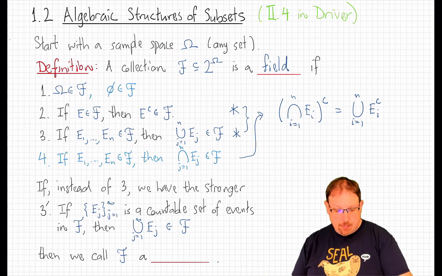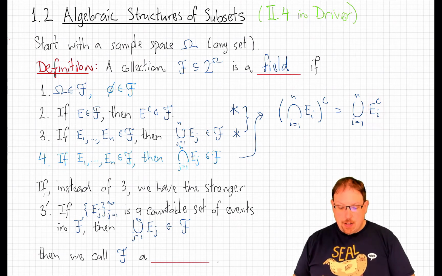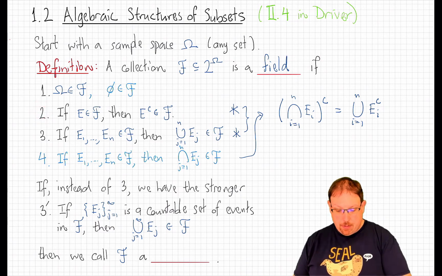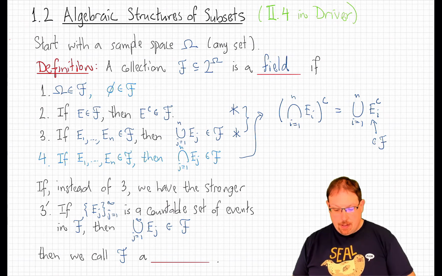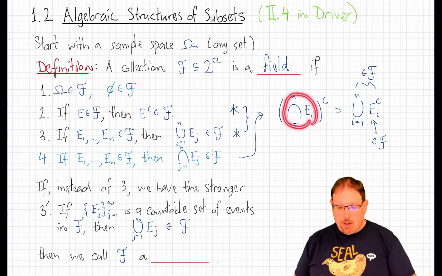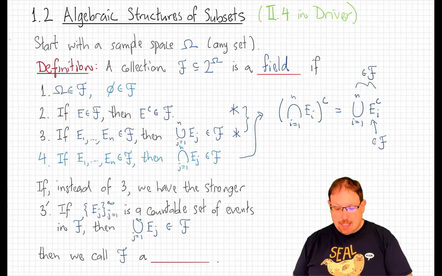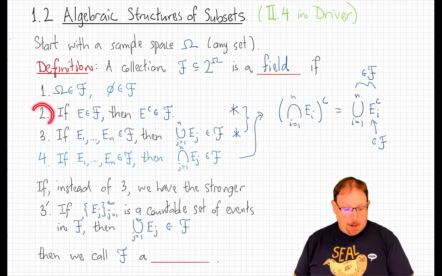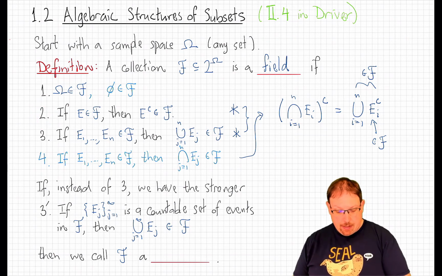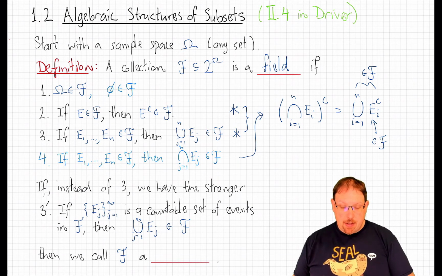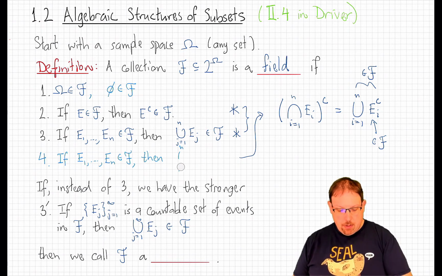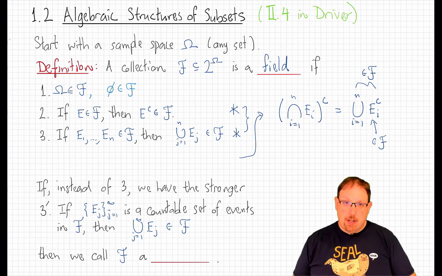But here we have a collection of complements of sets that are assumed to be in F. And therefore, by property 2, these are all in F. And therefore, by property 3, this is in F. And so, the intersection of those is a set whose complement is in F. But therefore, by property 2, again, the whole set, the intersection, is in F. And so what we see is that, in fact, we can just get rid of condition 4. It follows from the other conditions.